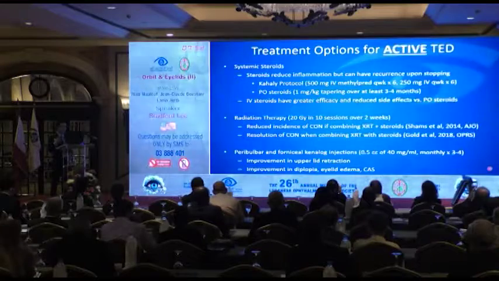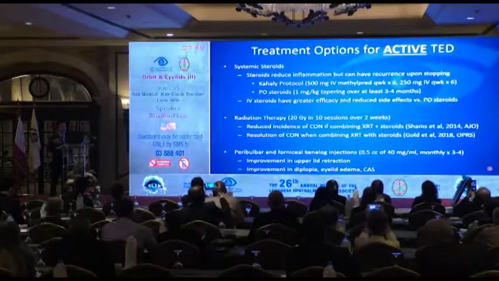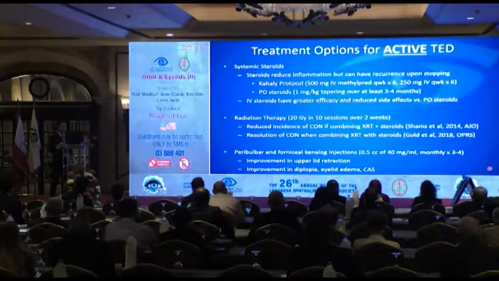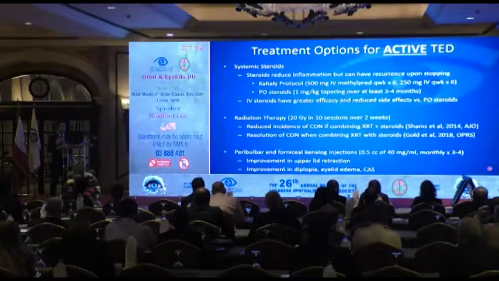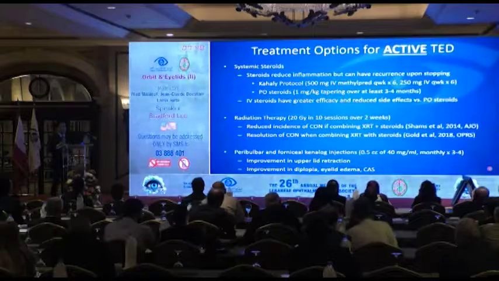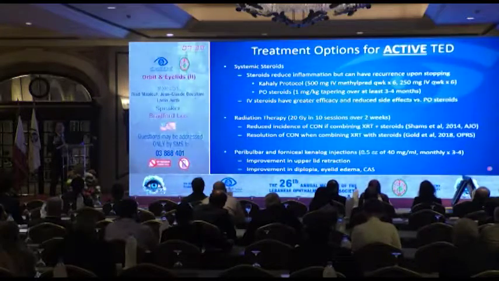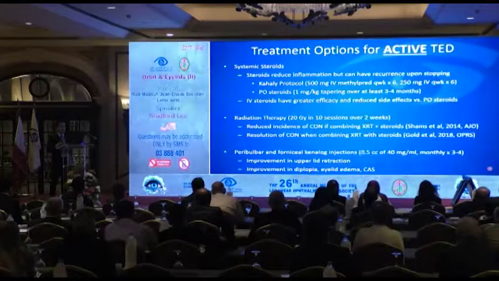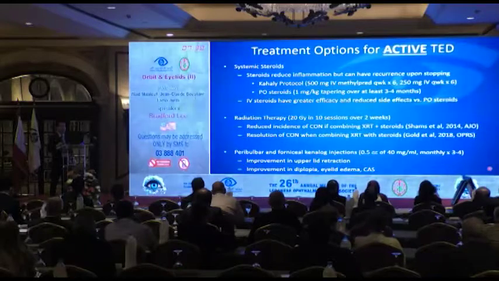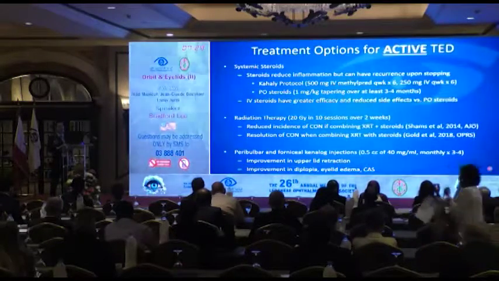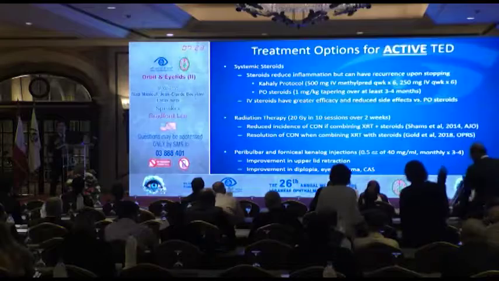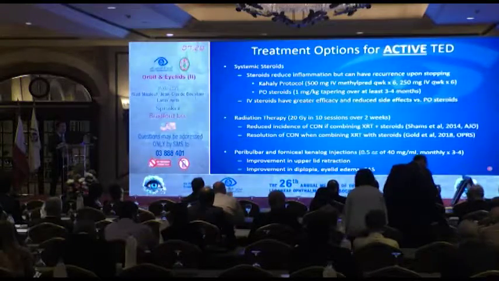Finally, when you have patients who are severe or they have a lot of muscle involvement, muscle fibrosis, diplopia, and you just see that they're going down the wrong path, I reserve options like systemic steroids, radiation therapy, and peribulbar or eyelid injections of Kenalog. For systemic steroids, the general feeling is that while it can reduce inflammation, there's oftentimes recurrence once you stop the steroids. I ideally try to do the IV steroids, the Kahaly protocol, although sometimes that's logistically difficult and we do oral steroids. There have been studies showing that IV steroids have greater efficacy with lower side effect profile.